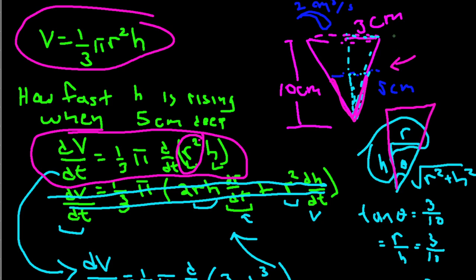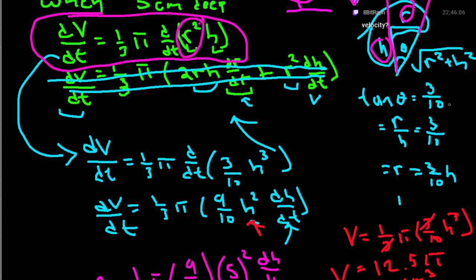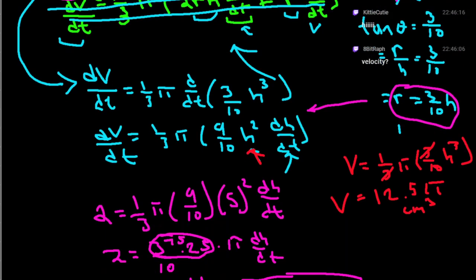Because we can relate the 3 centimeters and the 10 centimeters with a variable r and h, we were able to rewrite that as r equals 3/10 h, and plugging that back into the original equation.